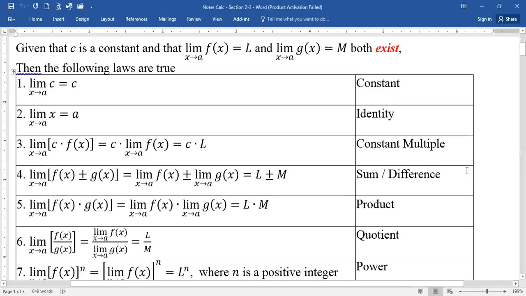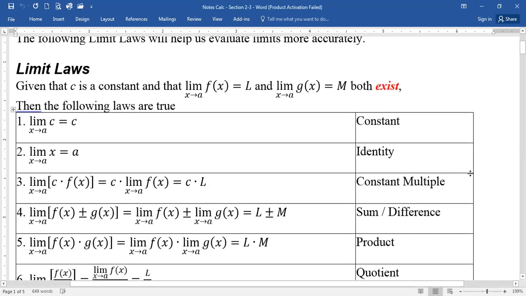Going over these laws of limits, the limit as x approaches a of a constant is just that constant. So whatever it's approaching, if we say the limit as x approaches 5 of 10, it's still 10. Okay, so constant is just a constant. Identity, limit as x approaches a of x. Well, the limit as x approaches 2 of x is going to be 2. Okay, so that's the identity.